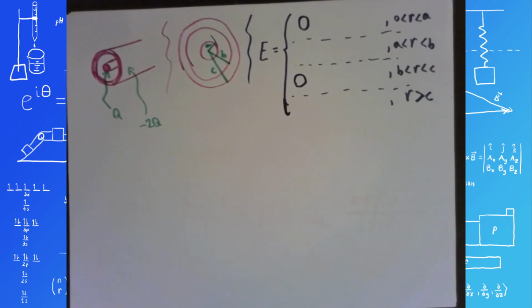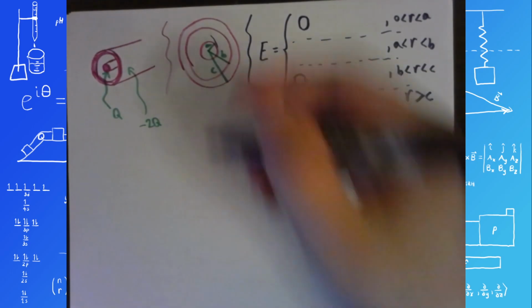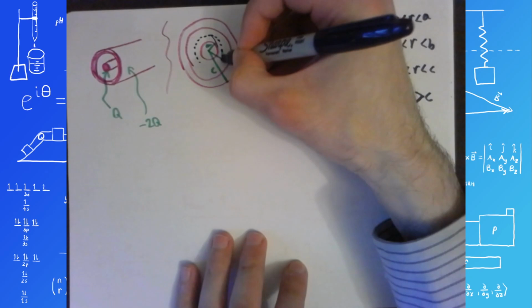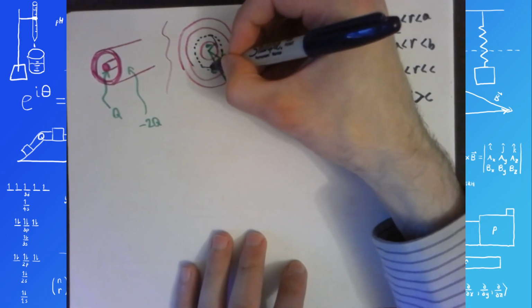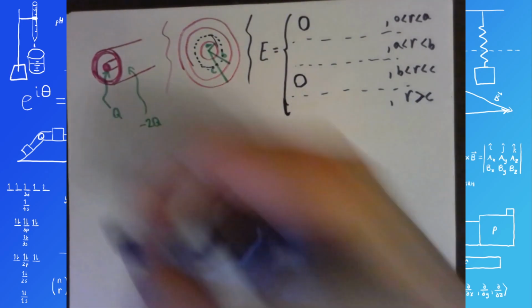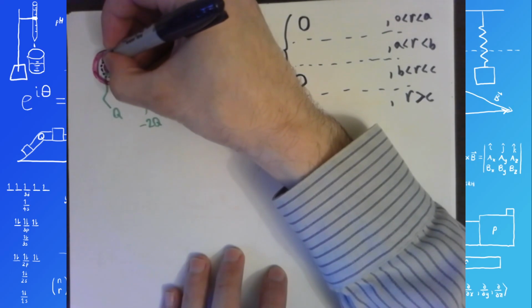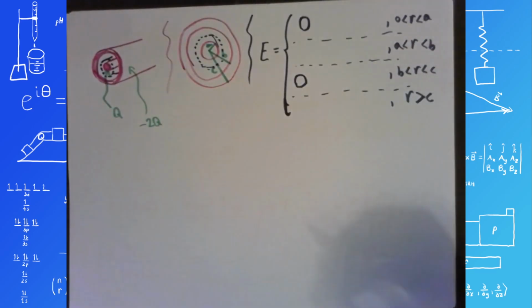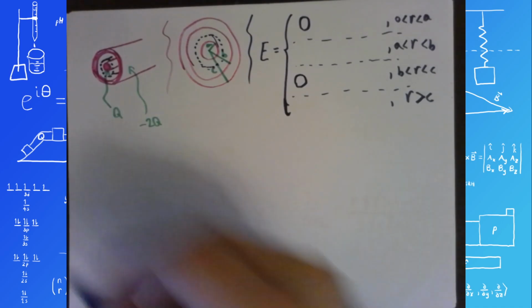All right, what can we do here? If I draw a Gaussian cylinder, I guess in this case I'm just drawing a cross-section of it on this cross-sectional view. If I draw a Gaussian cylinder that wraps around my entire inner cylinder plus some of the space around it, what can I expect my electric field to be?